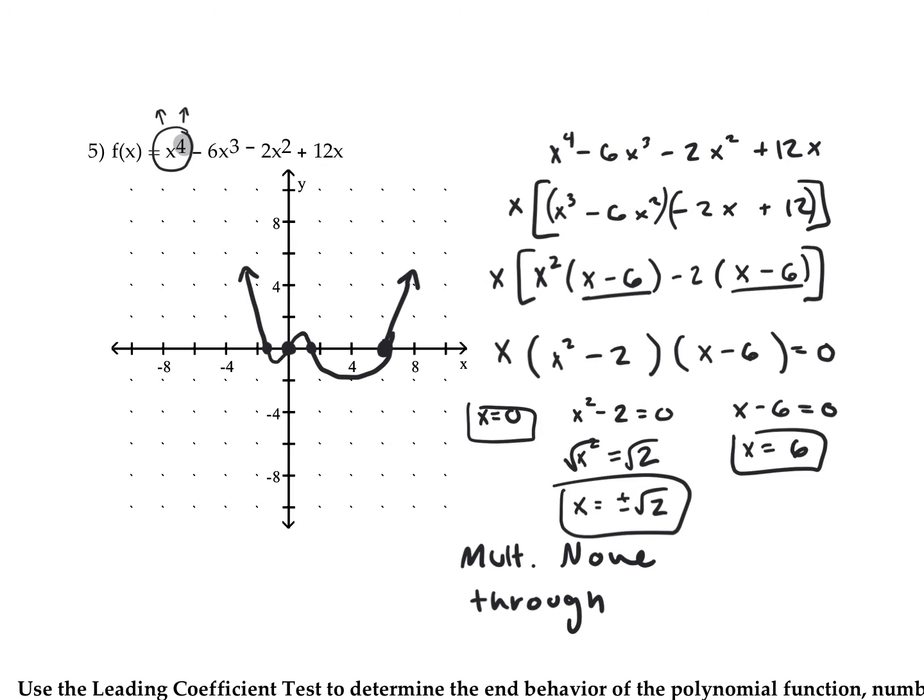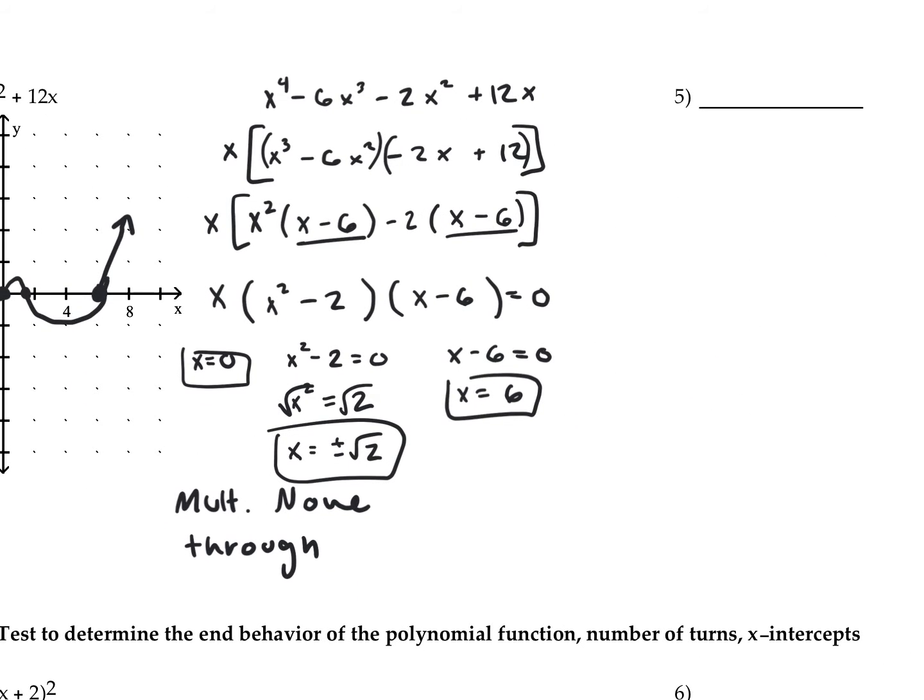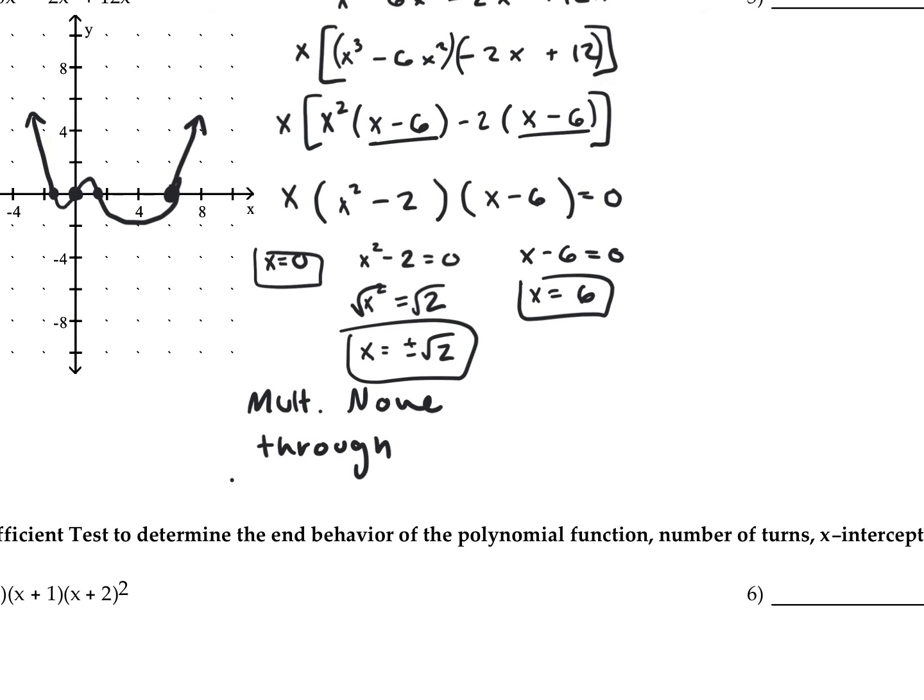So multiplicity is if our solutions repeat. So here we only have like one of each term, so we have no multiplicity. If multiplicity is odd, then we go through. If multiplicity is even, we touch and turn. So because we only have one of each of these numbers, it would be odd because 1 is odd, so we go through all of our points. I think the last one was the y-intercept. What's our y-intercept? 0, 0, 0.